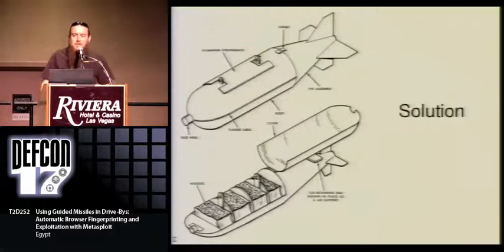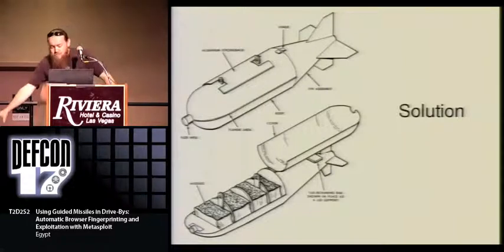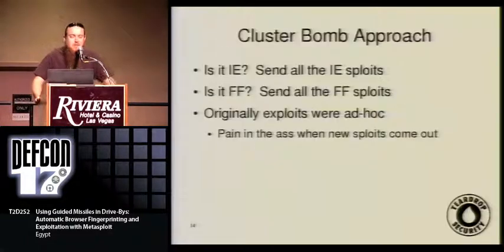So the solution, and the first thing that I tried, was sort of a cluster bomb approach. For those of you playing at home, this is an MK-44 Lazy Dog cluster bomb used in Vietnam. So this approach was basically using a user agent match. If it's Internet Explorer, you send all of our Internet Explorer exploits, and it's effective in a lot of ways, but it has a lot of downsides too.